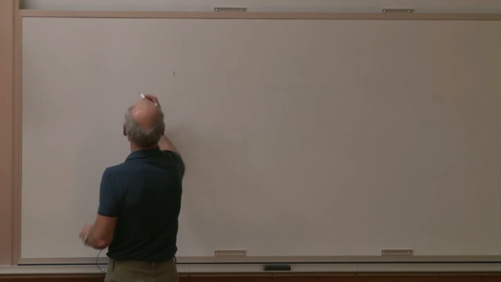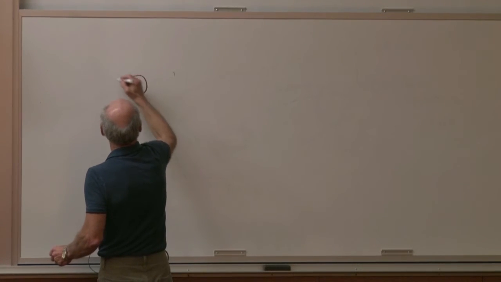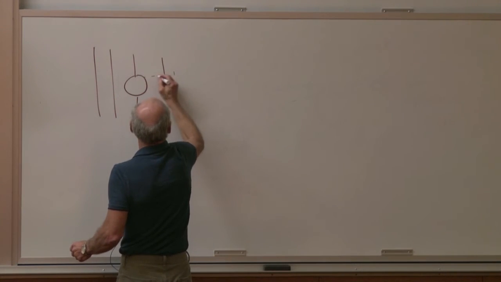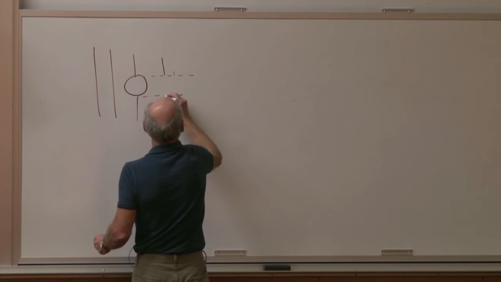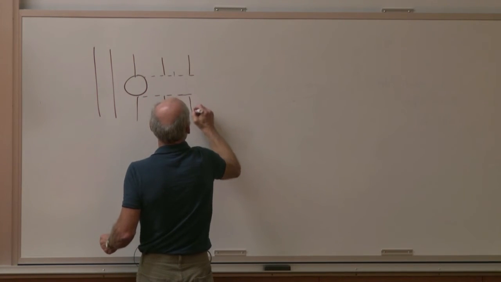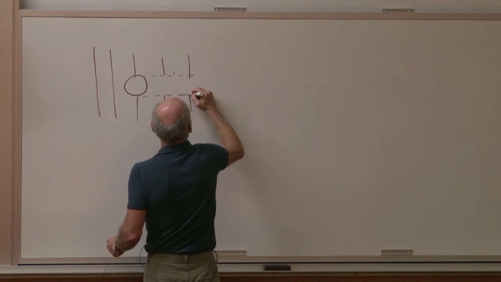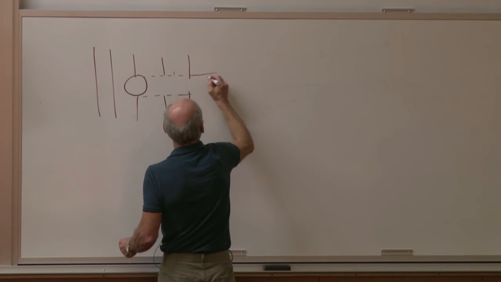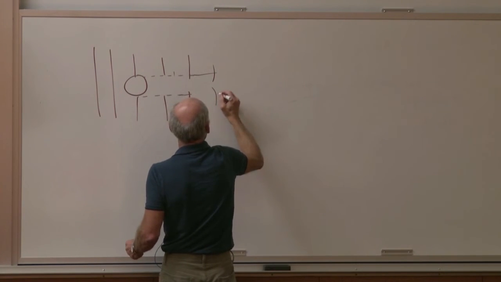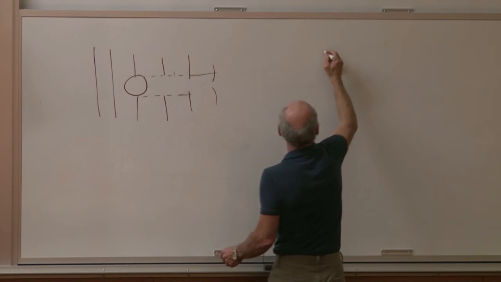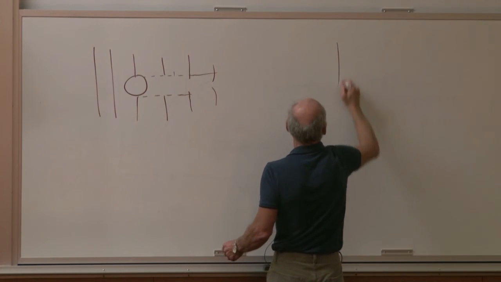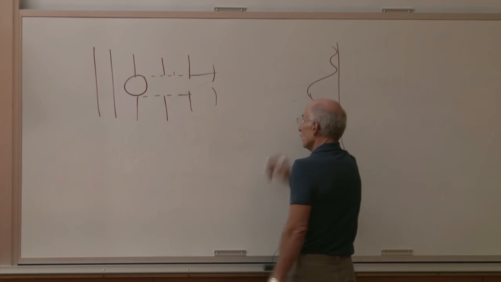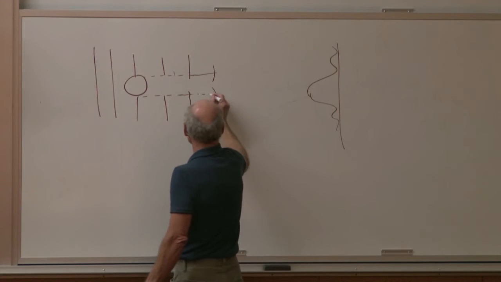So the canonical view, the waves come in, they get chopped off. Let's draw the shadow. There they are, chopped off. But with time, they start to slop into the shadow, like so. And then in the far field, you get the single slit diffraction pattern due to that. So we're claiming that's not the case.